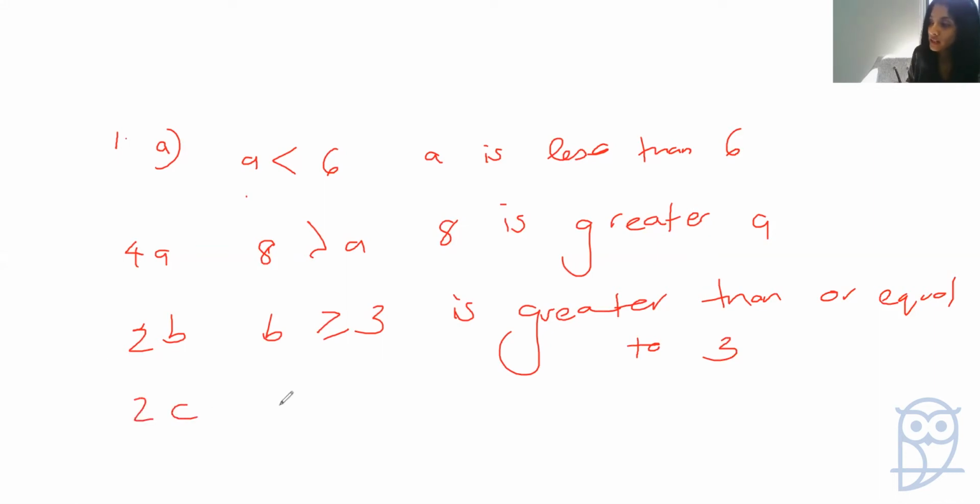If I have to do 2C, and it goes C, and they've got 10. What am I saying there? I am saying C is less than or equal to 10. I'm saying C is equal to or less than 10.